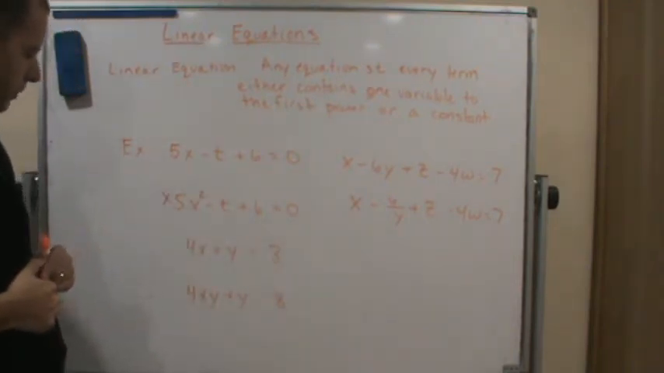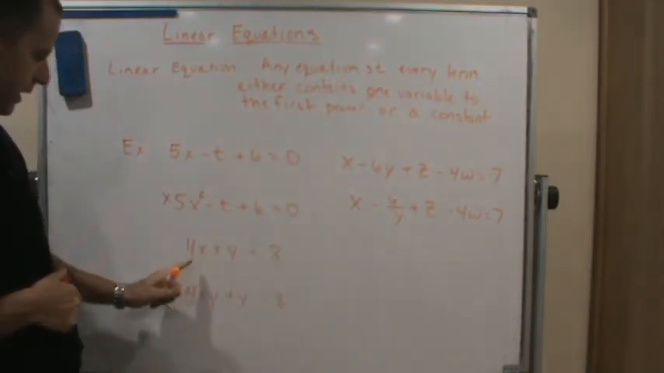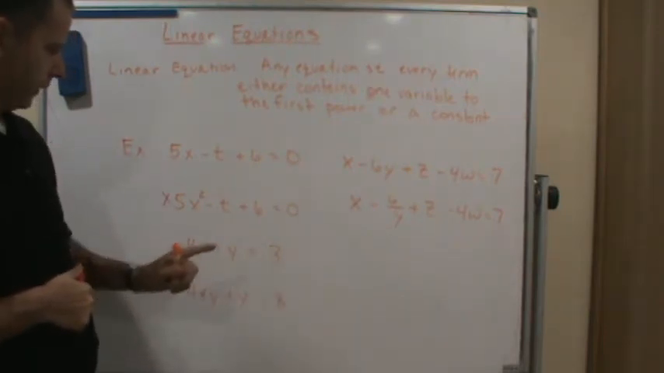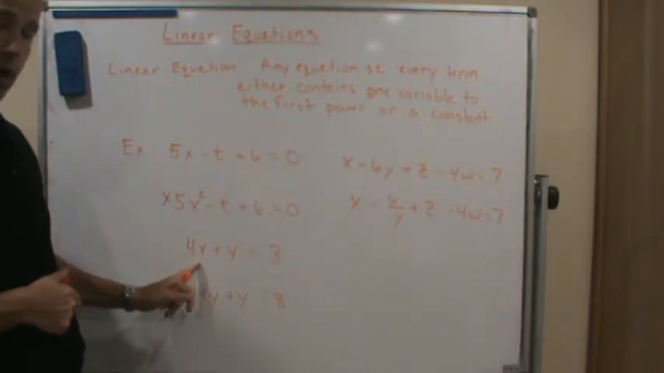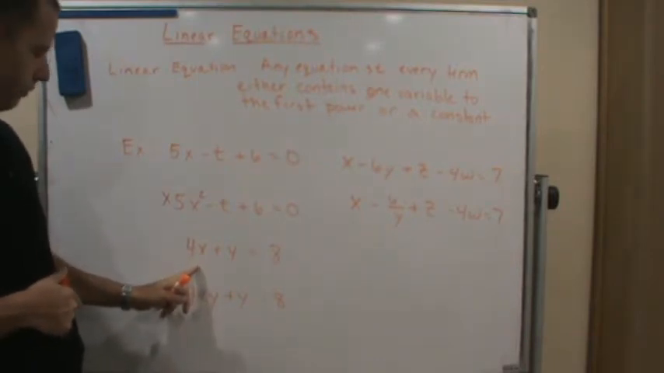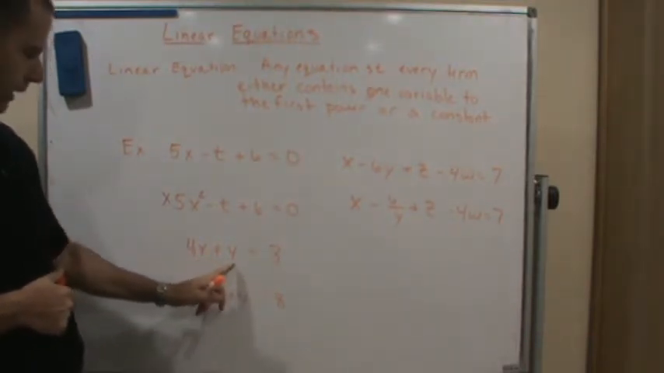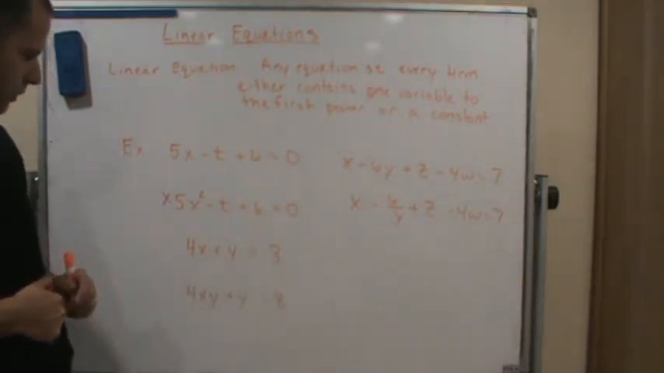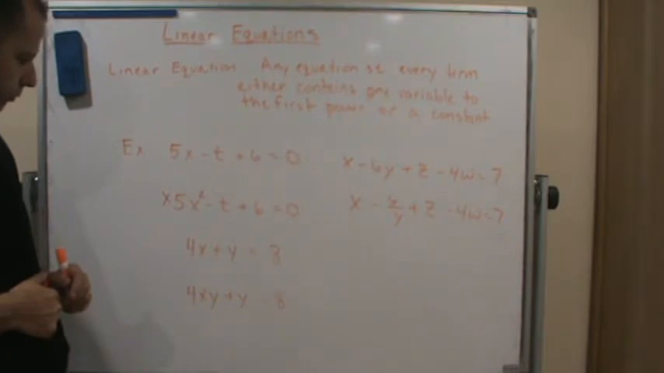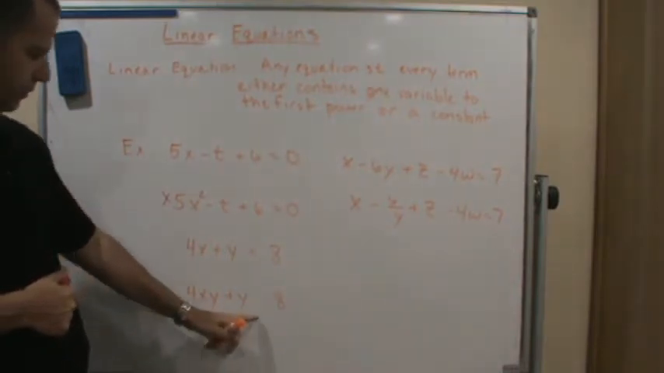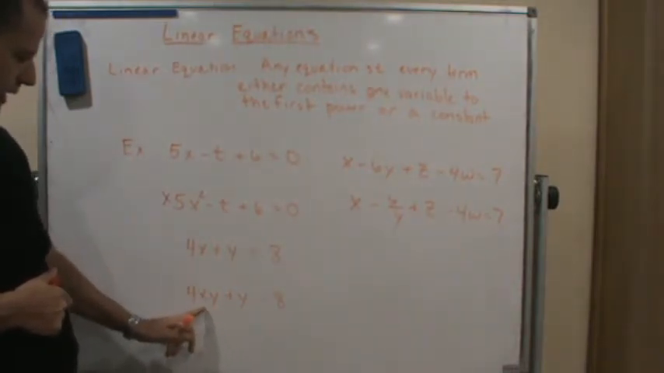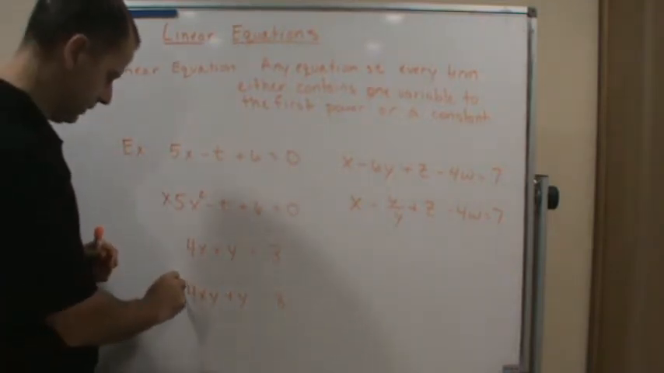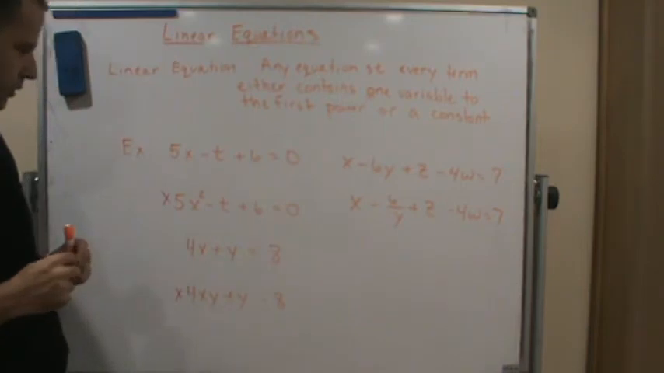a linear equation. This one is, because again each term either has one variable raised to the first power, right? So these two, or is a constant. Okay. This one is not, because this one has an xy in there. Okay. So this one is not a linear equation.